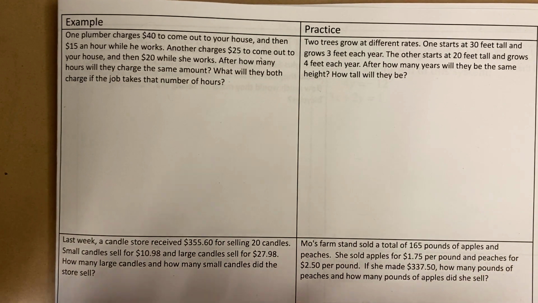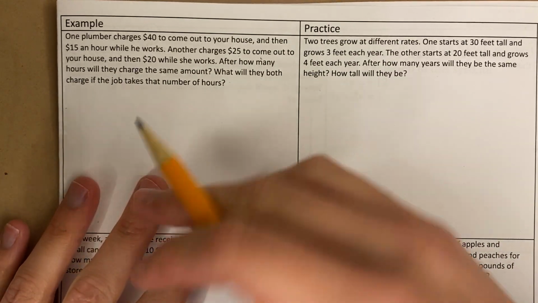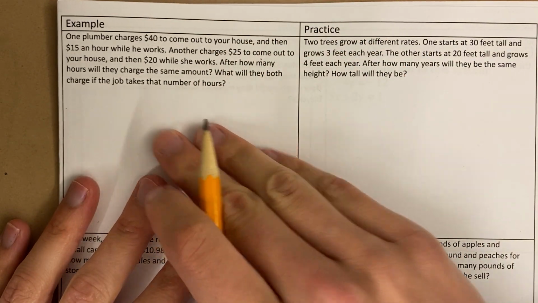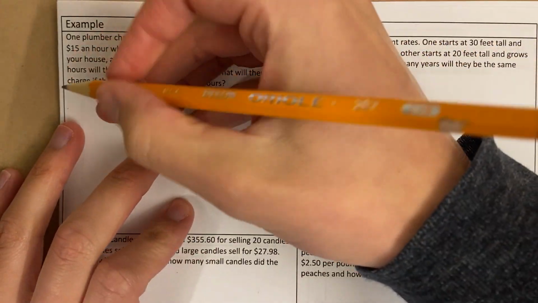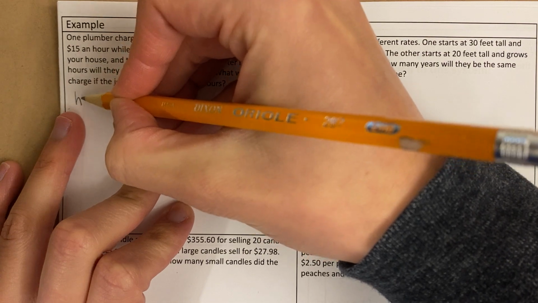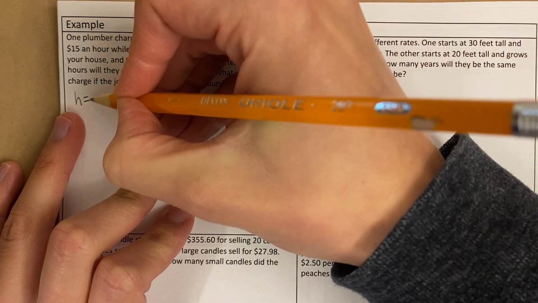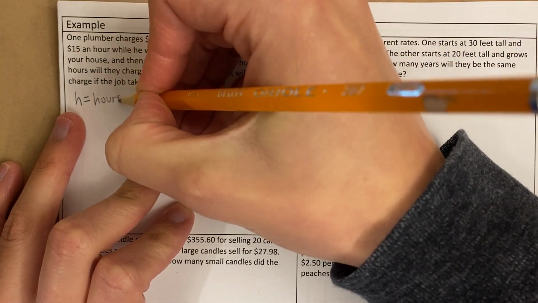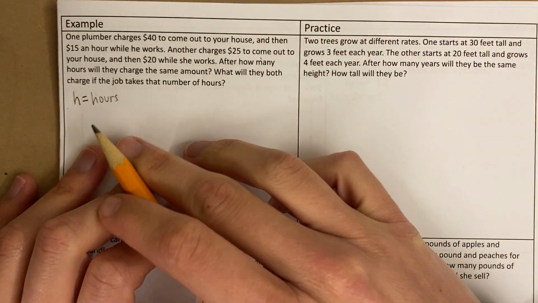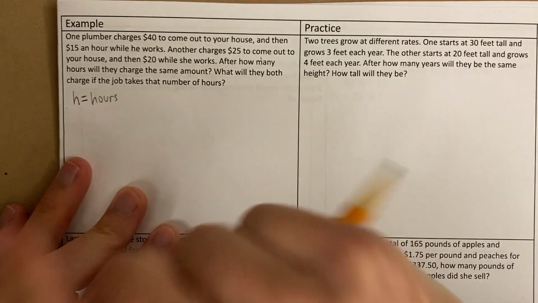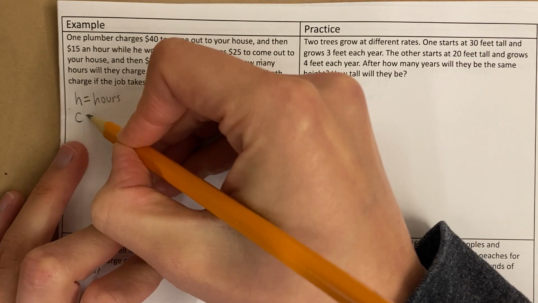Okay, so what are the things that are changing here, or the things that are unknown? Now, in this case, like I said, we don't have unknowns. We have something that's changing. So what's changing is the number of hours that they work, right? A job might take 1 hour or 7 hours. And then based on the number of hours they work, the cost of that job is changing.